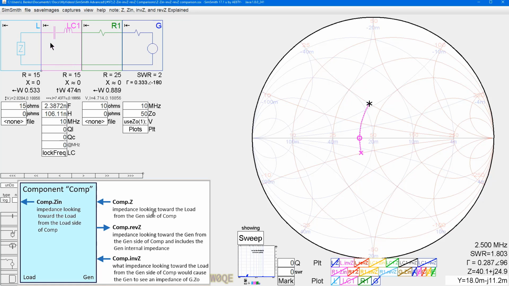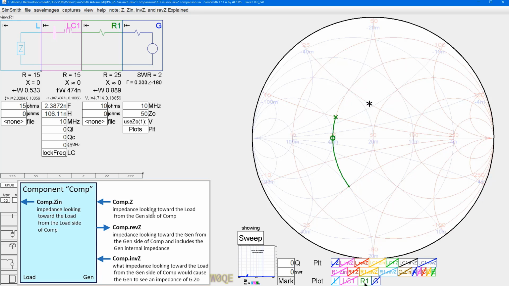So if this was our matching network, and we were trying to figure out what range it would match to, this would be the function we would use. And of course, we don't have to go to L.invZ. We could do LC1.invZ, etc. Of these, component.Z is what SimSmith provides you here automatically, with the exception of G, where it's G.Zn. So R1 and G will always give you the same value.